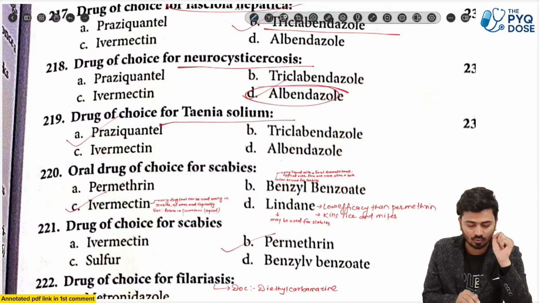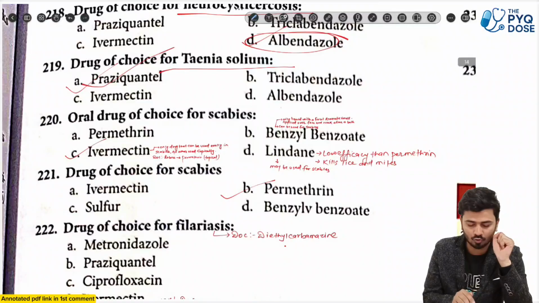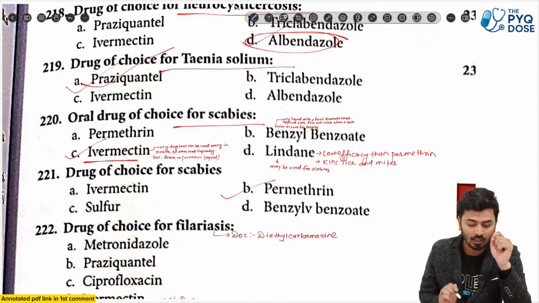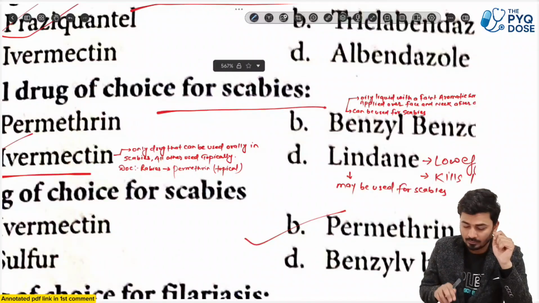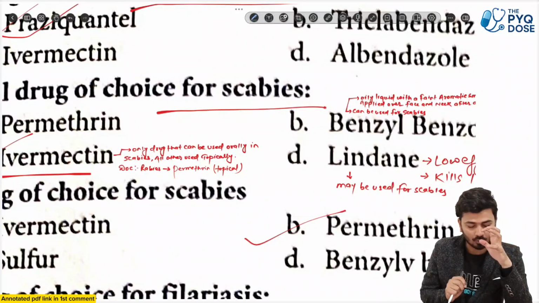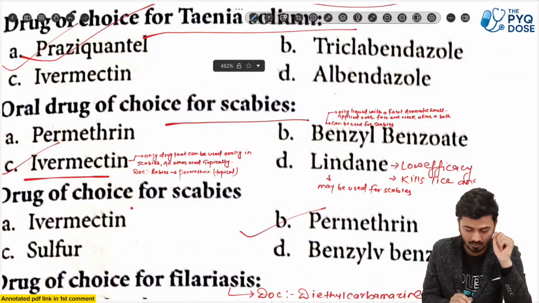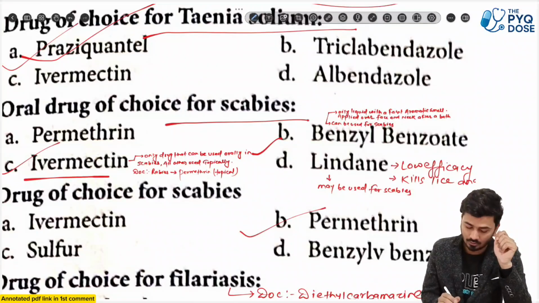Drug of choice for Taenia solium will be praziquantel, and oral drug of choice for scabies will be generally ivermectin. Oral drug of choice for scabies will be ivermectin. Look, generally we use this permethrin, but for oral, when they are asking for the oral drug of choice, we can use ivermectin. So generally the only drug that can be used orally in scabies is ivermectin, all others are used generally topically.